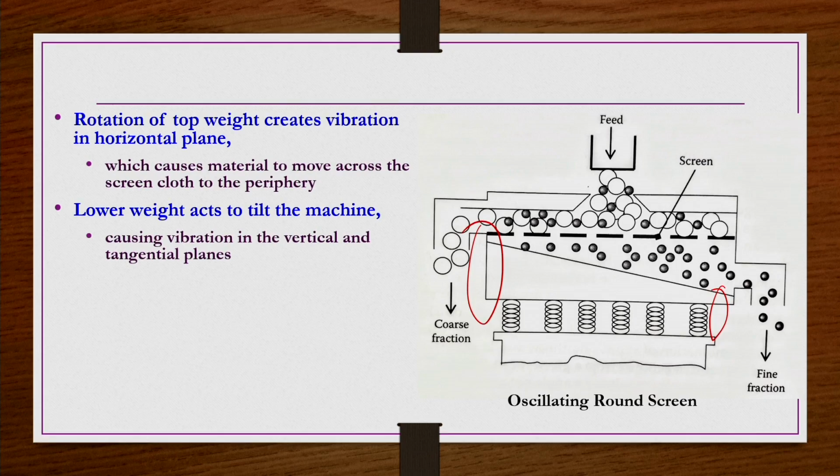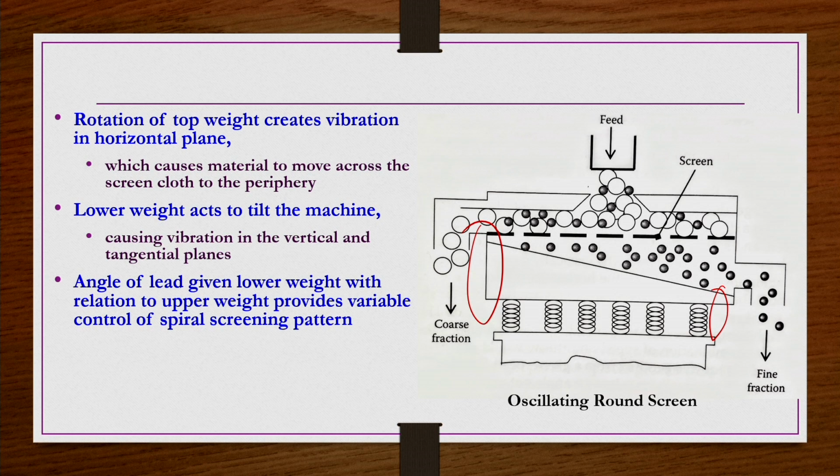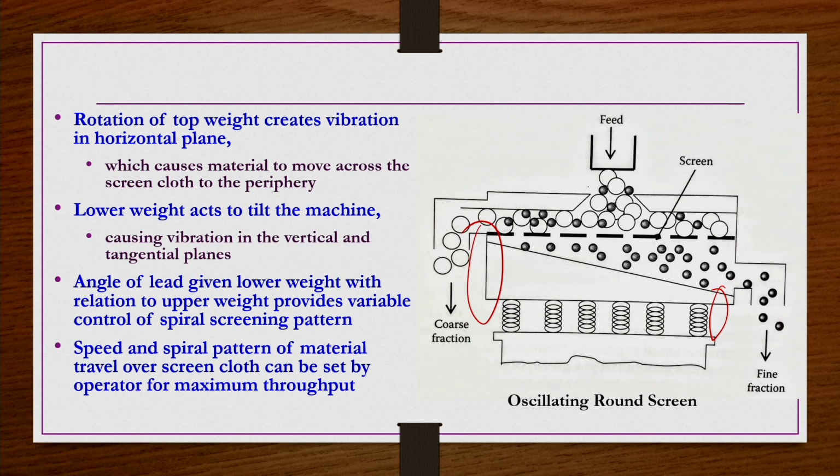This is a very advantageous feature of this particular design. The angle of phase between the lower weight and the upper weight provides control of the spiral screening pattern. The speed and spiral pattern of material travel over the screen cloth can be set by the operator for maximum throughput, as per the experience of the process engineer handling this equipment. So, there is nothing generalized about it.